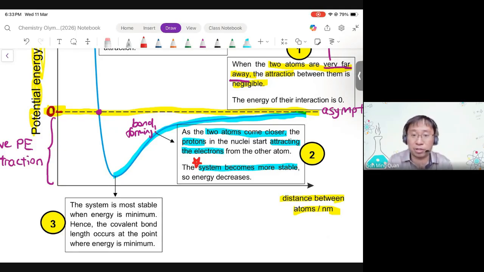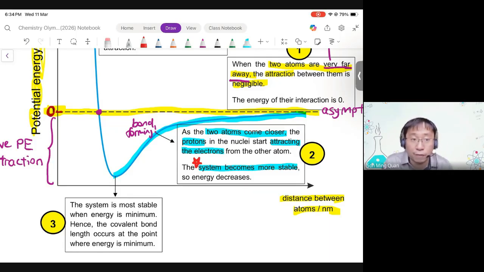The only exception is noble gases. Why are noble gases the exception? Because they already have a fully filled outermost electron shell. They don't need to bond. But for everything else, I am sodium, you are chlorine. I lose, you gain. Together we bond, stable. Or I am hydrogen, you are hydrogen. We share, stable. So when we say something becomes more stable, it means the energy goes down.